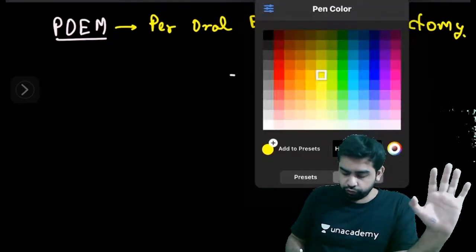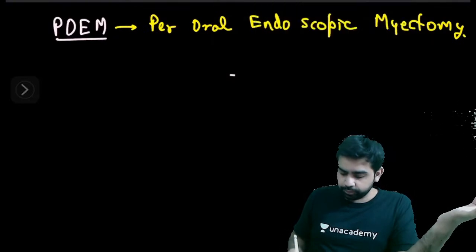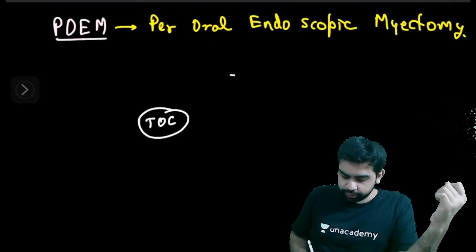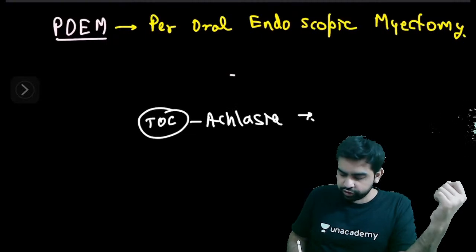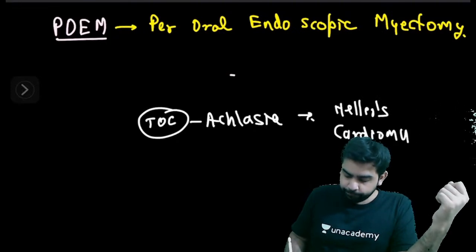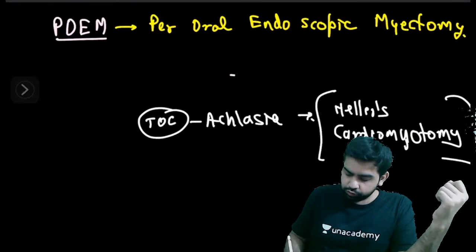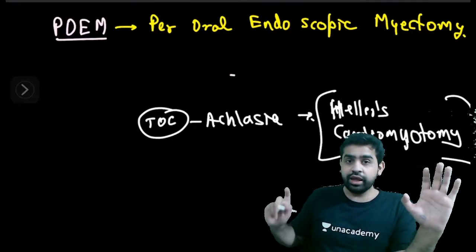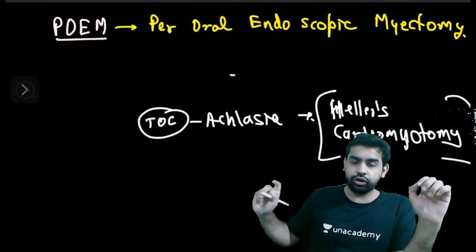Now, before we talk about the POEMS procedure any further, if I just ask you, what is the treatment of choice for achalasia cardia? It is Heller's cardiomyotomy. That is your treatment of choice for achalasia cardia. Are you able to understand this point? Heller's cardiomyotomy, that is the treatment of choice for your achalasia cardia.